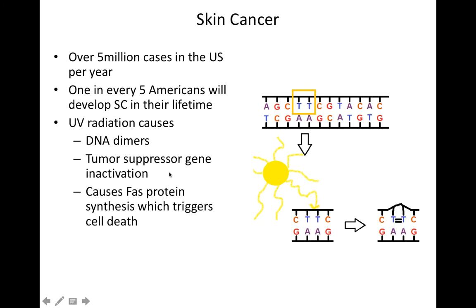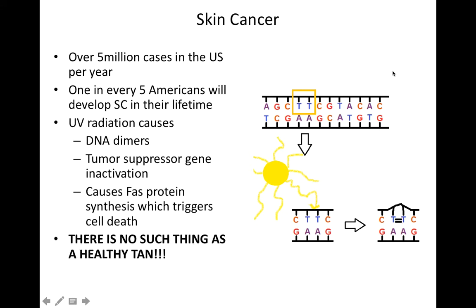We get suppression of your tumor suppressor genes. So the brakes on the cell cycle, those genes are going to be inactivated. And we get the activation of what's called the FAST protein. This is an executioner protein. It causes cell death. So none of this is good news for the skin. We know that UV radiation damages the skin.